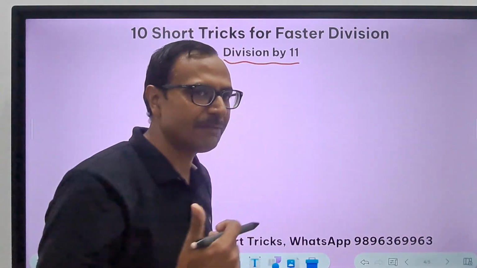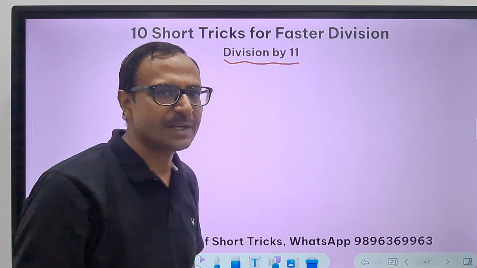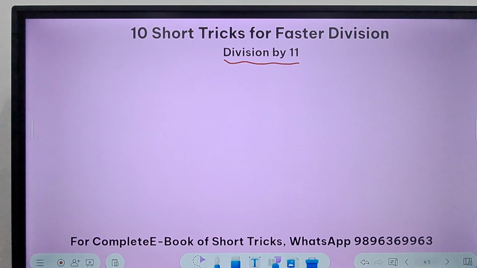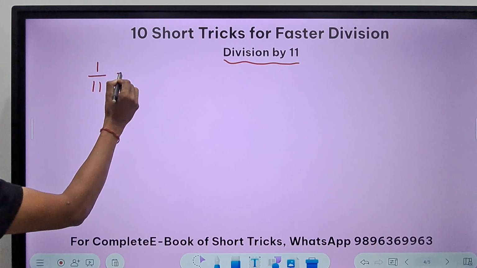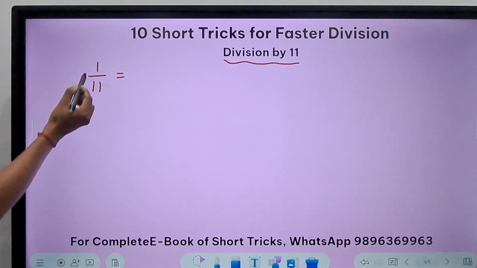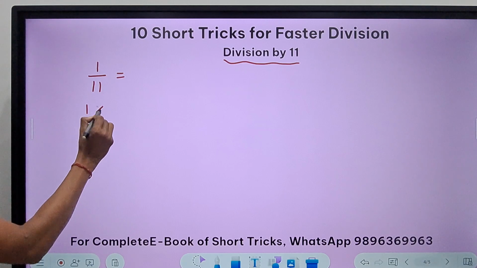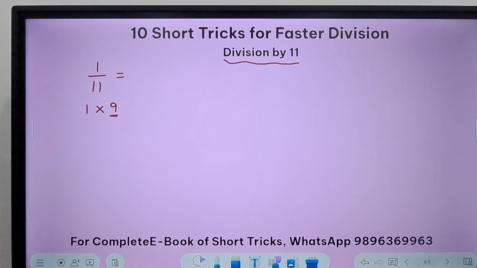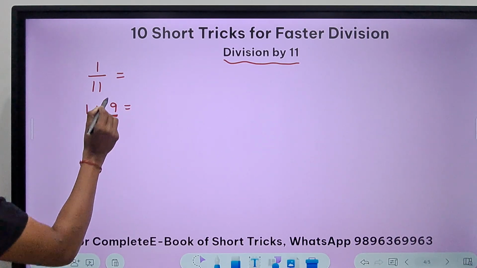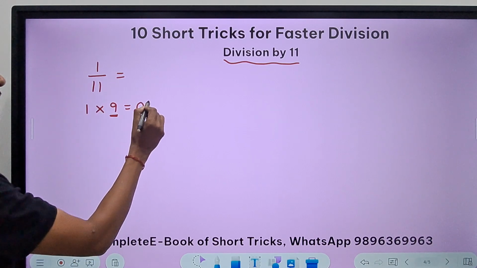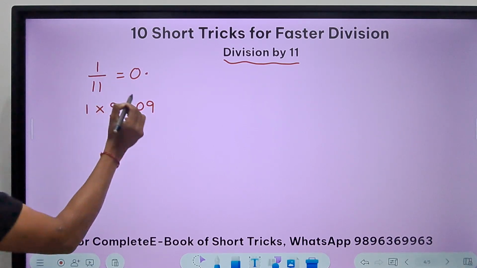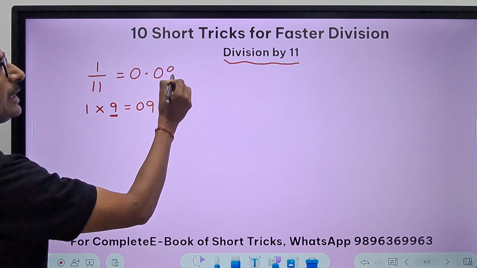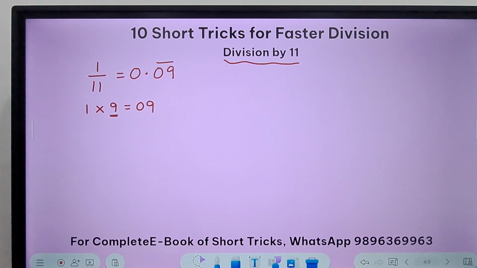Let's do division by 11 short trick. Another very interesting concept. Whenever you have a proper fraction, like suppose you have 1 upon 11, just multiply the numerator 1 by 9. So this is the default number 9. You will get 9 itself, but express it as a 2-digit number 09. So your answer will be obviously 0 point because it is a proper fraction, and 09 will keep on repeating. So 0.09 bar is the quotient.